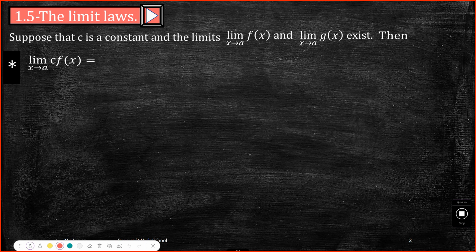I already went over this one limit law where you can factor out a constant. So if you've got a constant in front of f of x, you can factor it out. Like the limit as x approaches a of c times f of x, you can factor out that c.